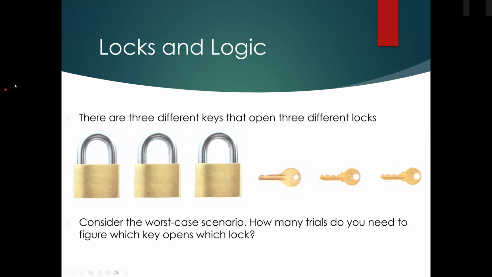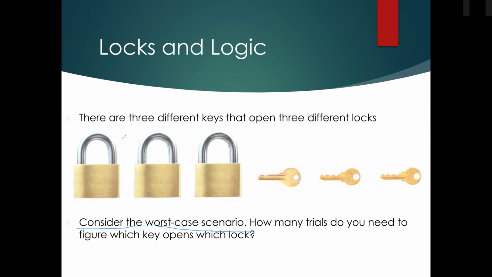This question gives us a big hint with that first sentence. Consider the worst case scenario. I think the worst case scenario would mean that we would have to use the most trials, right? So if the worst possible outcome happens, how many trials do we need in order to figure out, if we're inconvenienced to the maximum, which key opens which lock?